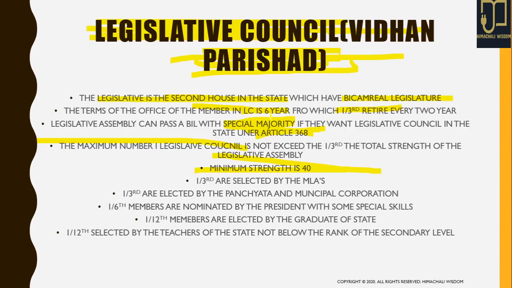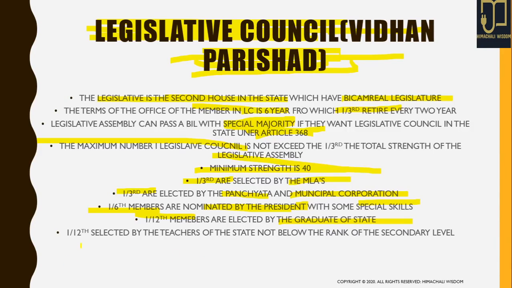Now let's discuss the selection of the members of the legislative council, how they get selected. One third of the members of the legislative council are elected by the members of the legislative assemblies, and one third are elected by the panchayats and the municipal corporations. One sixth of the members are nominated by the president, and the president can only nominate persons who have special cultural, scientific or educational skills. And one twelfth of the members are elected by the graduates of the state.